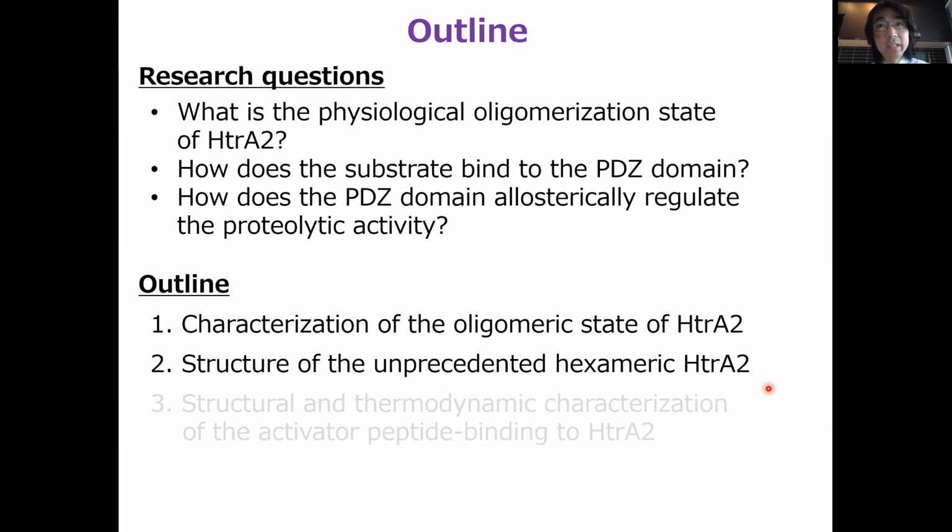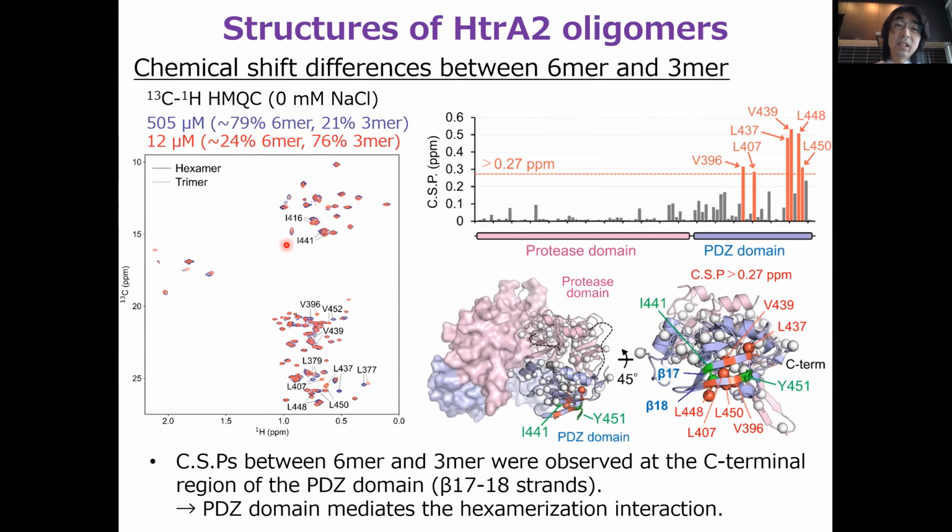This result was quite intriguing for us because the formation of this hexameric state was not reported in the literature. So we sought to characterize the structure of this unprecedented hexameric state by using NMR. First, we analyzed the chemical shift differences between hexamer and trimer.